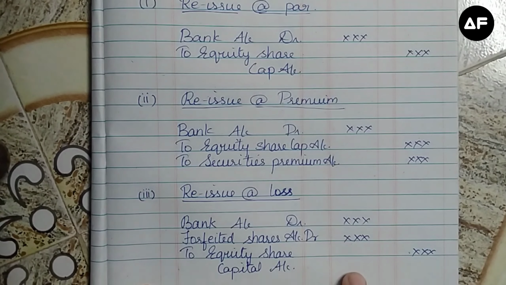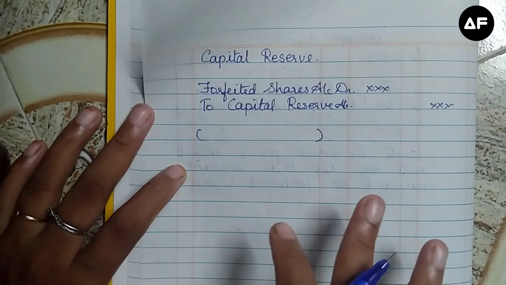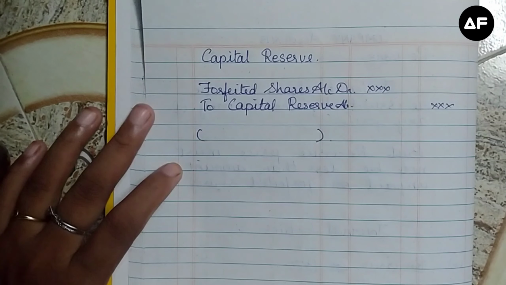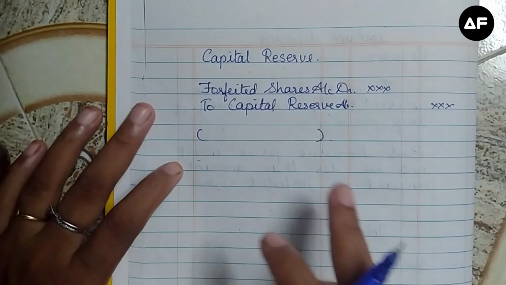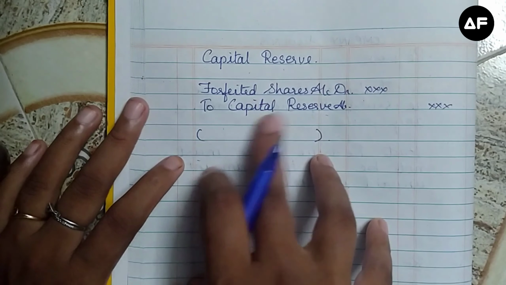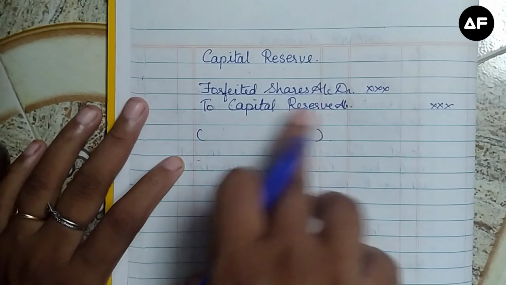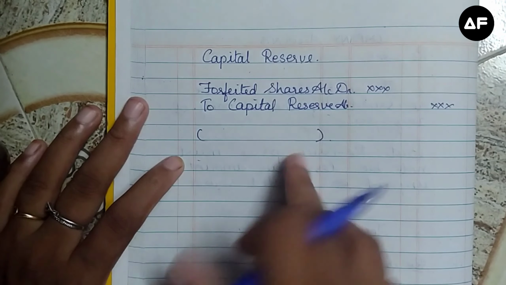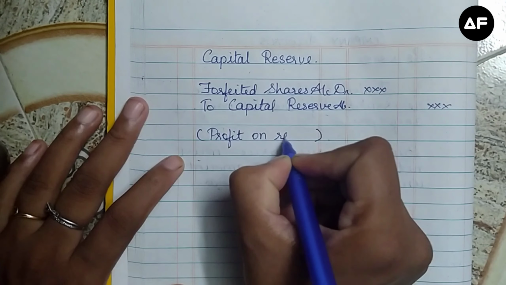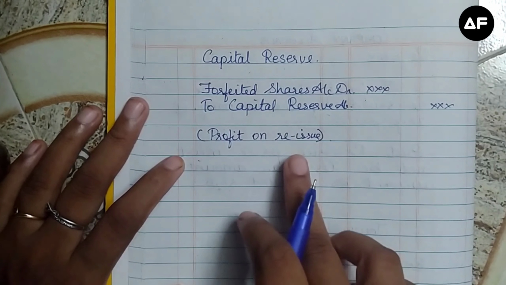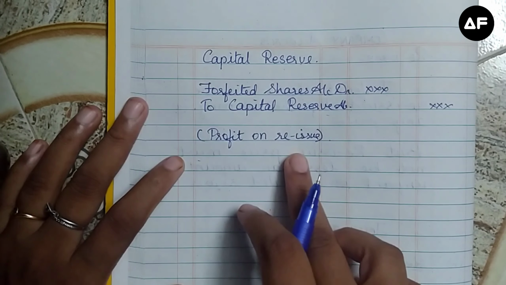Apart from this reissue, you have something known as a capital reserve. Let's see what that is. If the reissue price of the shares is more than the amount unpaid on the forfeited shares, then it results in a profit on reissue. That profit has to be accounted for as capital reserve. The journal entry is Forfeited Shares Account debit to Capital Reserve, and the narration is profit on reissue. There are two ways of calculating this profit, which we will deal with in the sums.